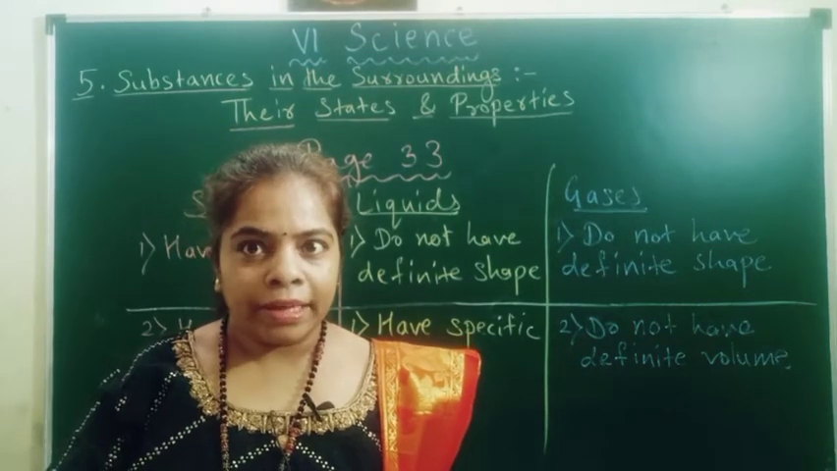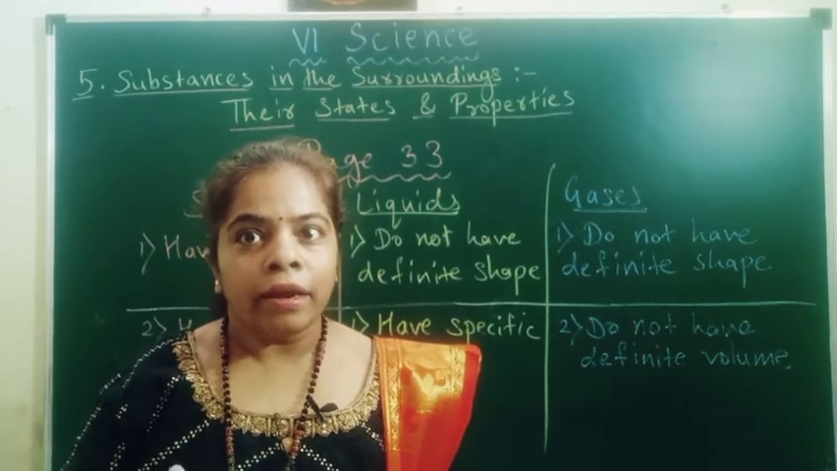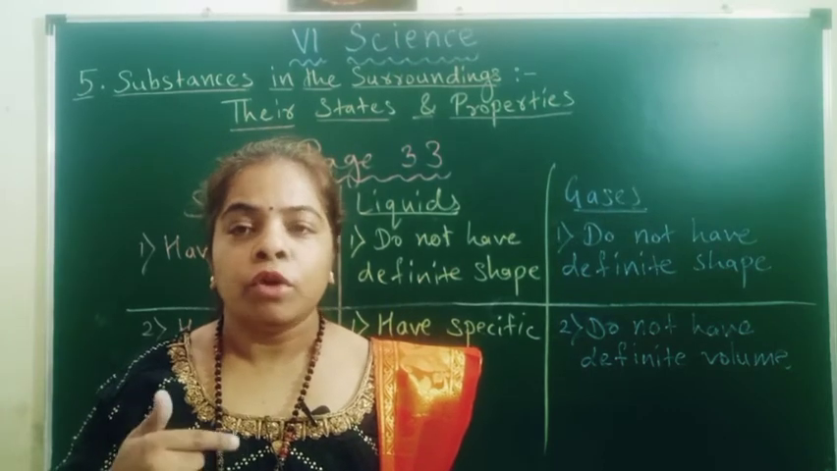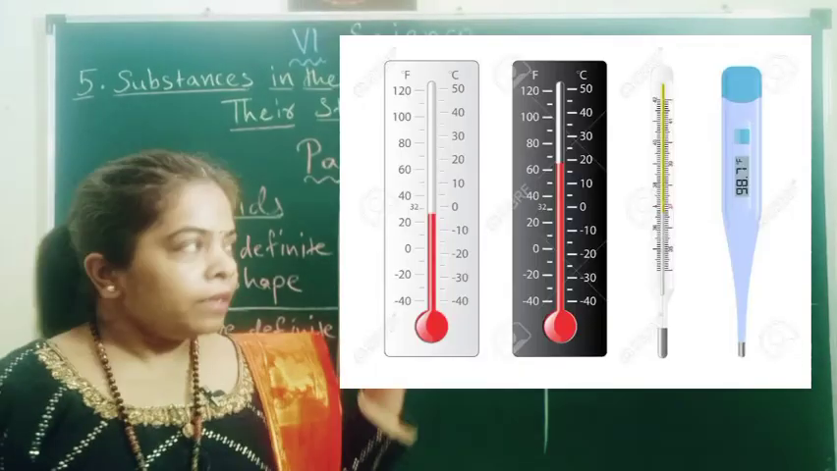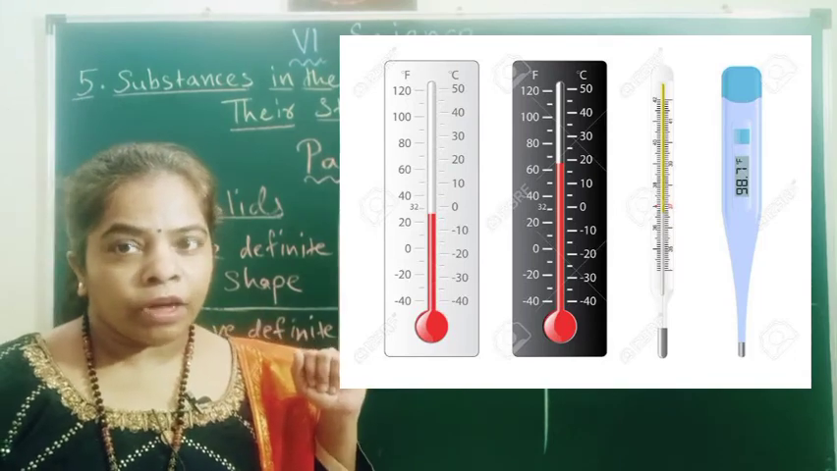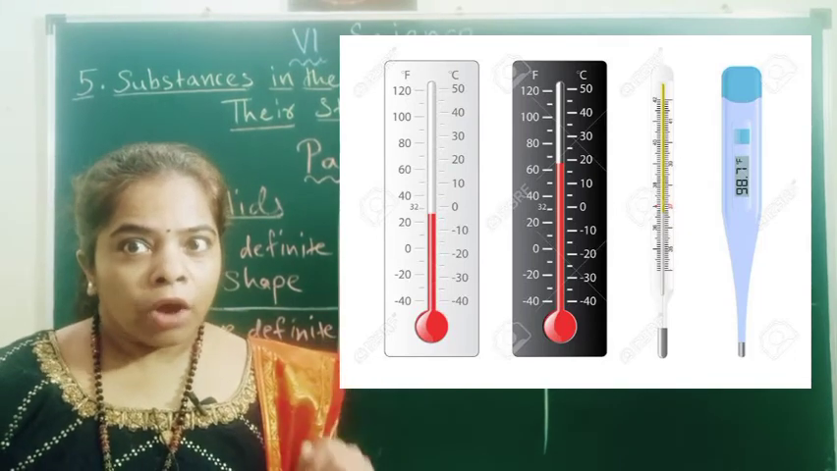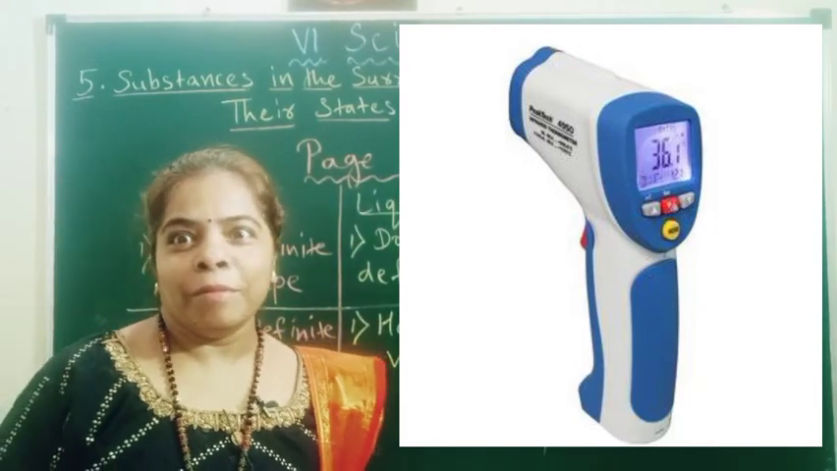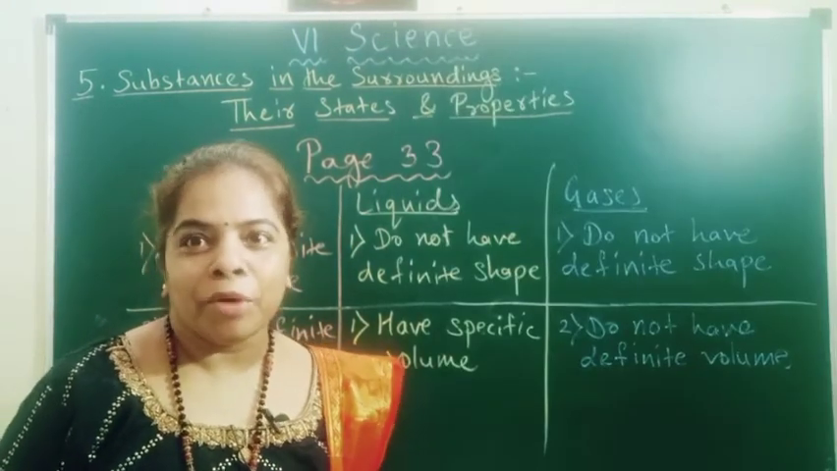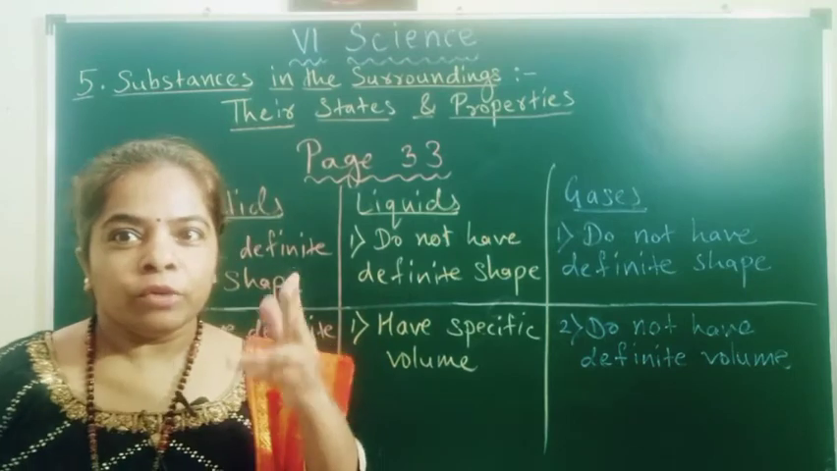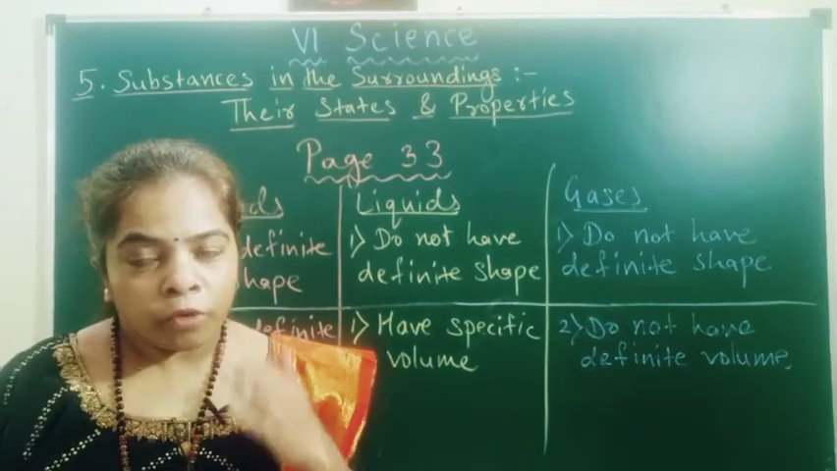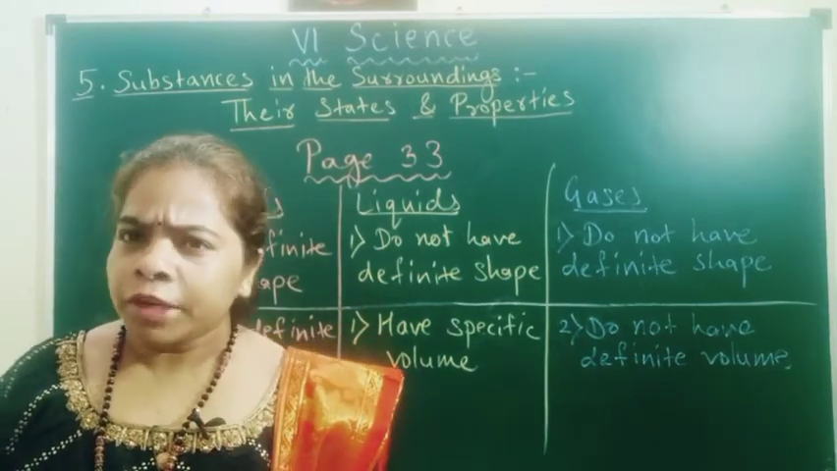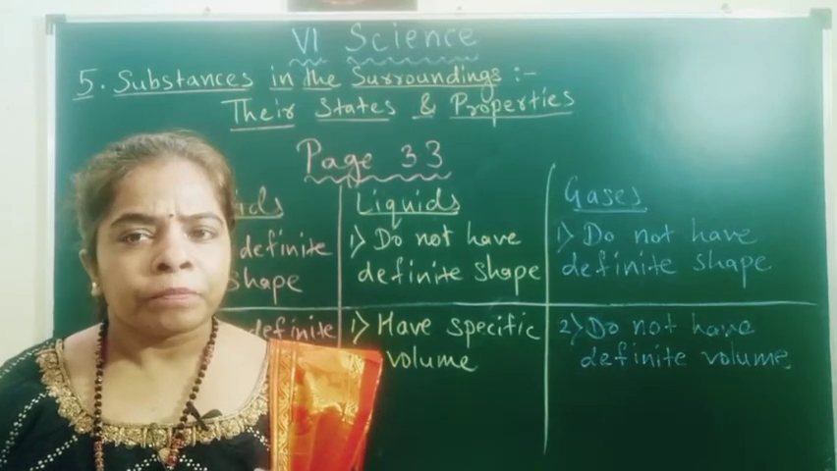What is given in the next third paragraph? There are different types of thermometers. See, you can see the pictures of different thermometers there also. Nowadays we are having a gun thermometer, actually an infrared thermometer, right, which we are using to check the temperature from far away. So we have different types of thermometers.